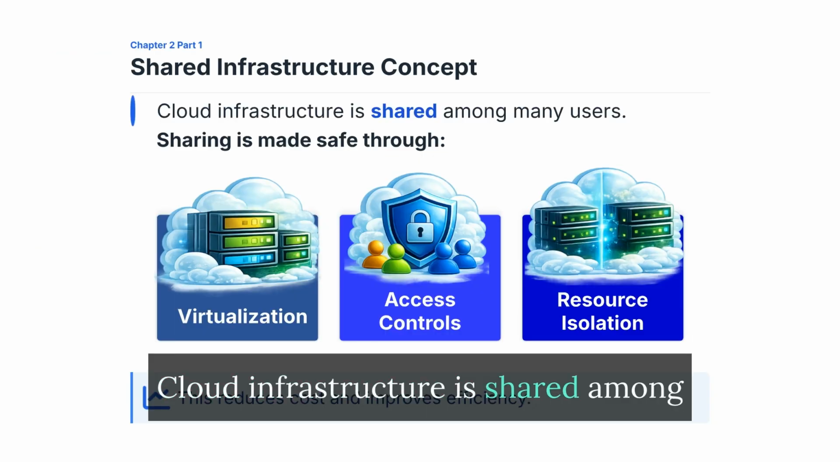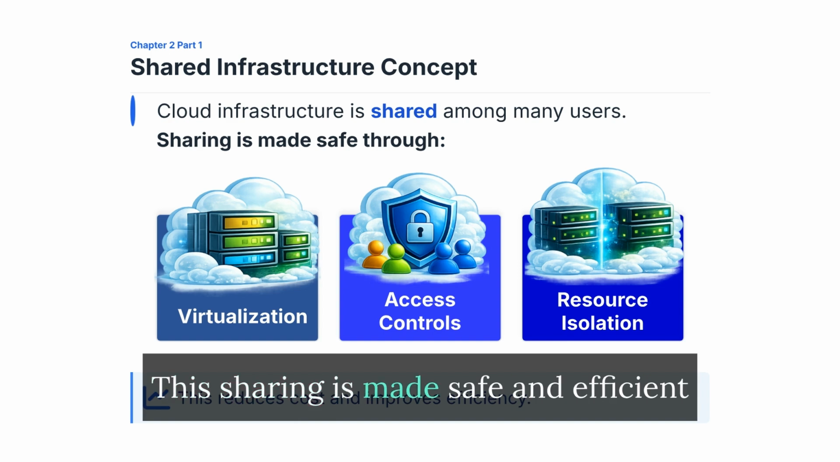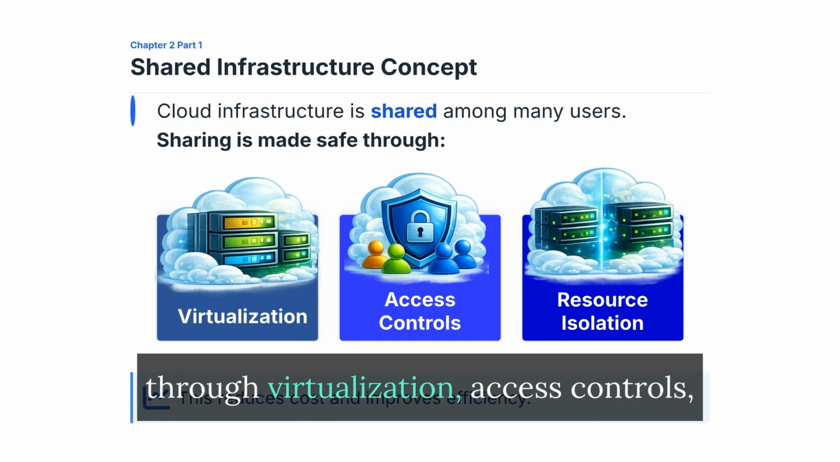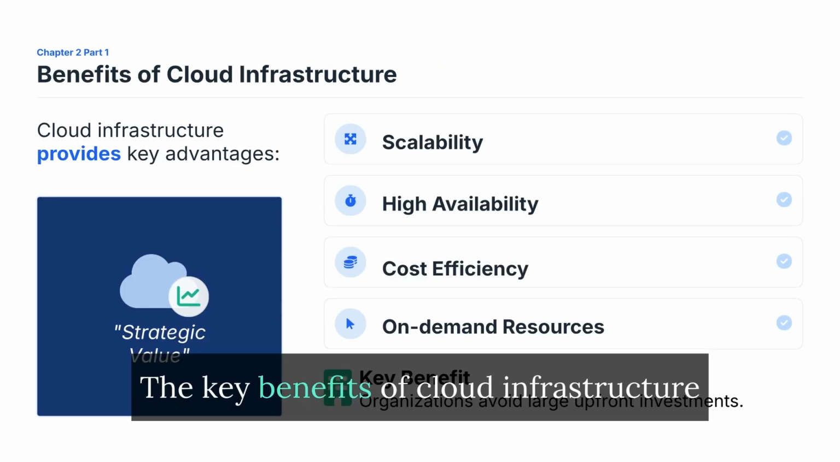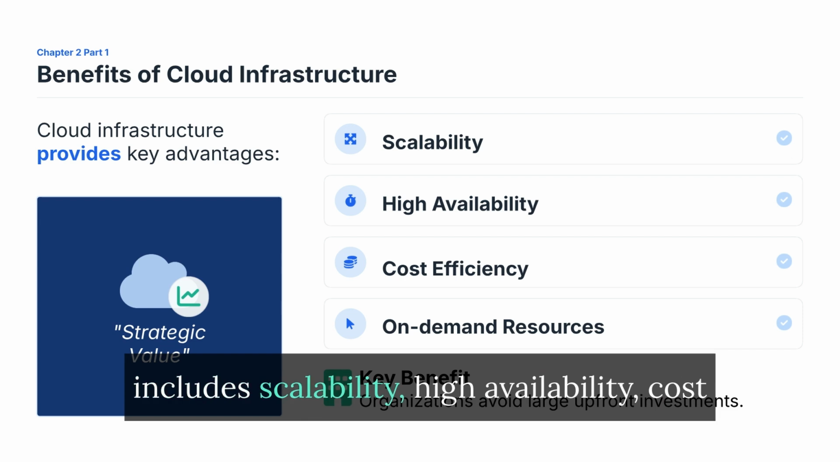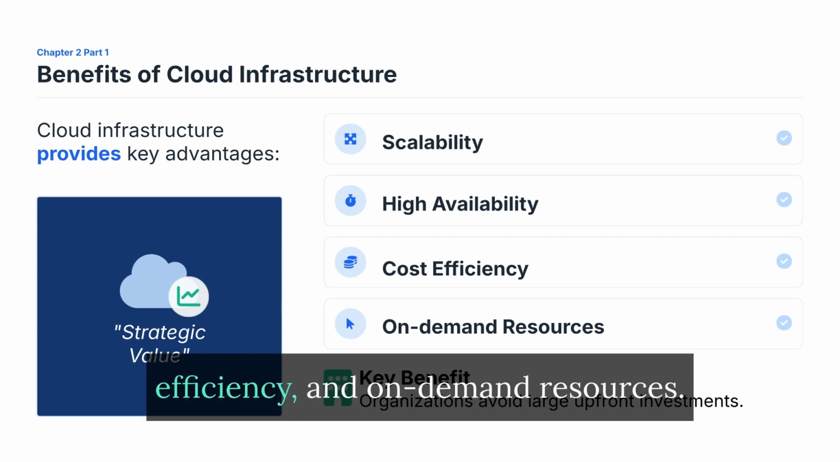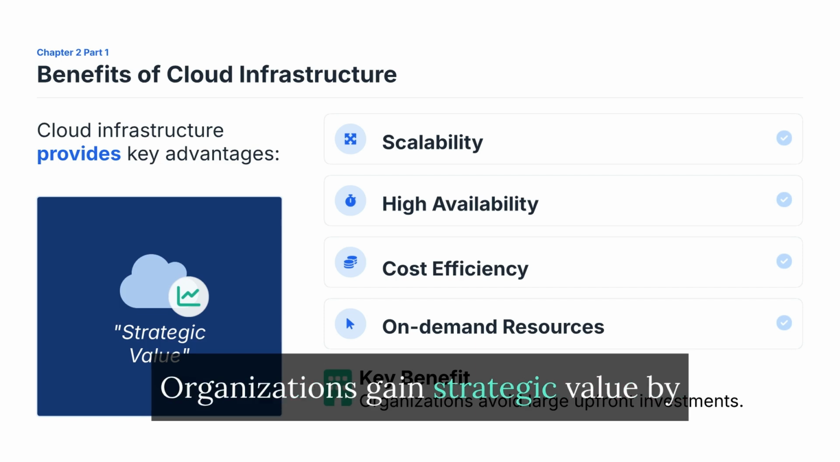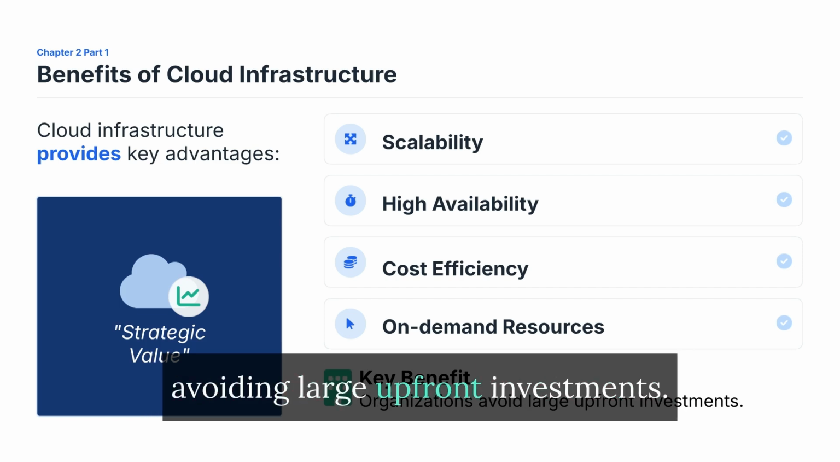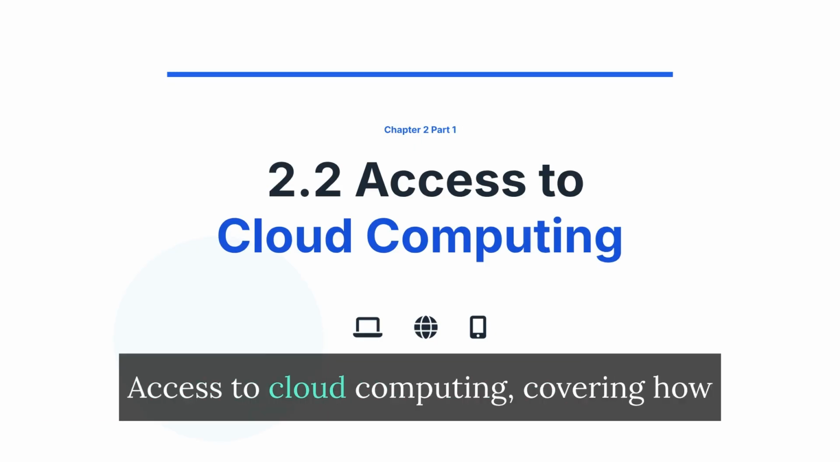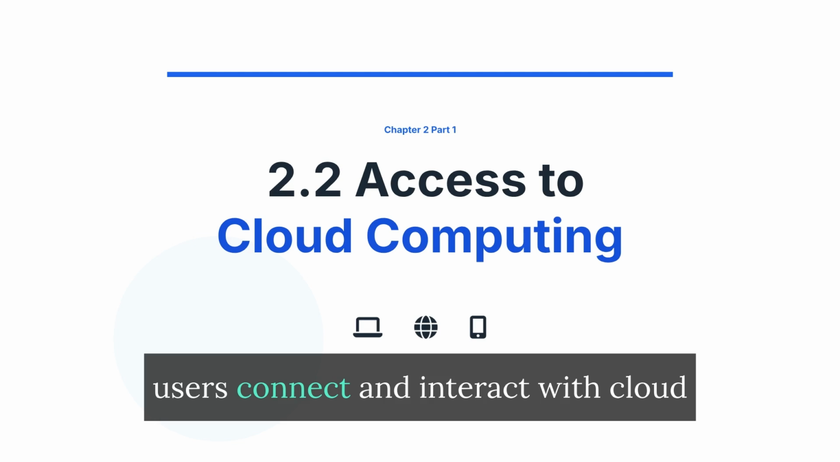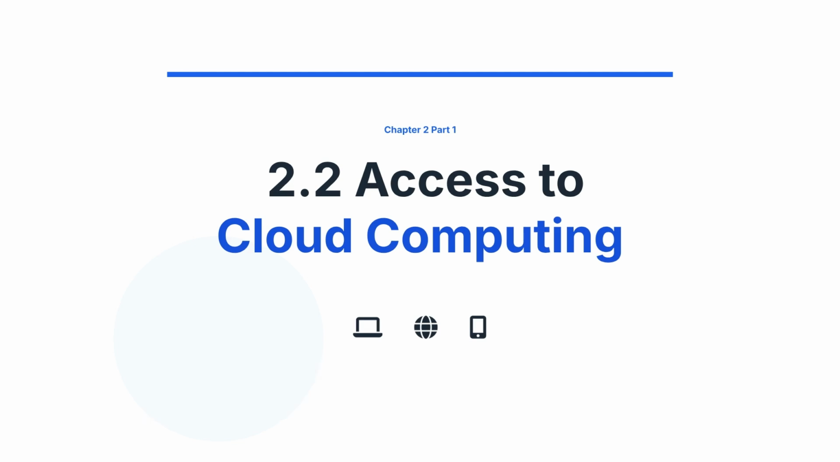Cloud infrastructure is shared among many users. This sharing is made safe and efficient through virtualization, access controls, and resource isolation, which also reduces cost. The key benefits of cloud infrastructure include scalability, high availability, cost efficiency, and on-demand resources. Organizations gain strategic value by avoiding large upfront investments. Next, we will discuss 2.2, access to cloud computing, covering how users connect and interact with cloud services.